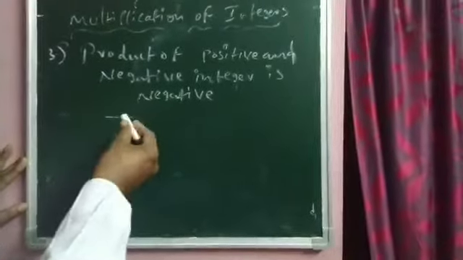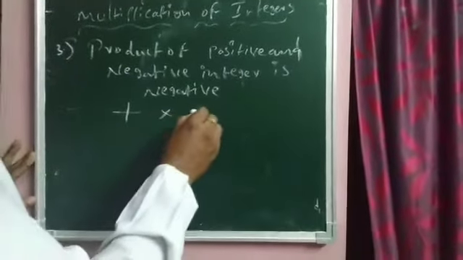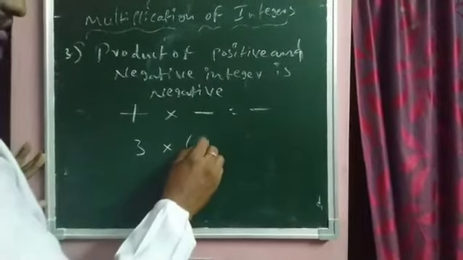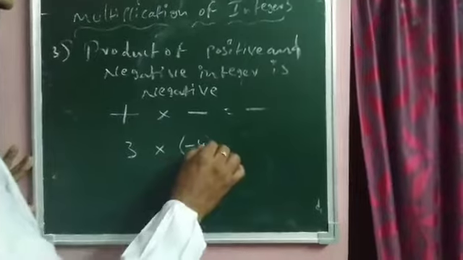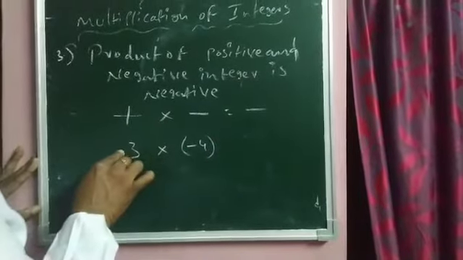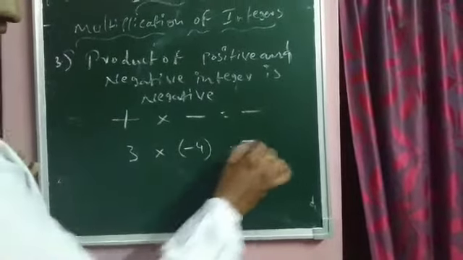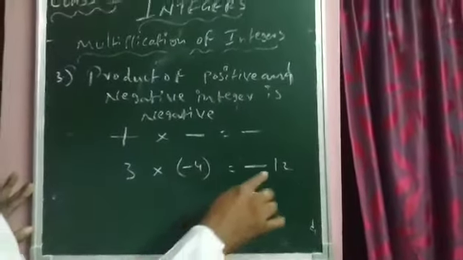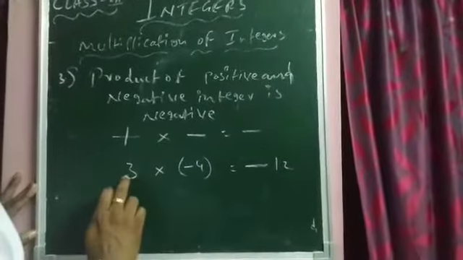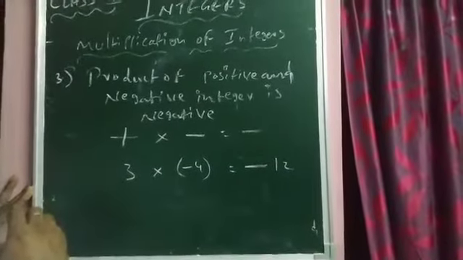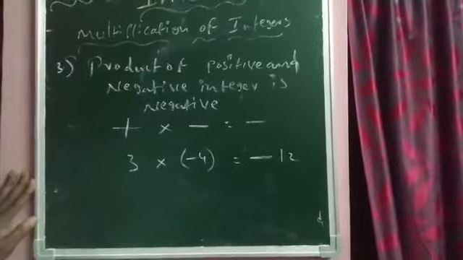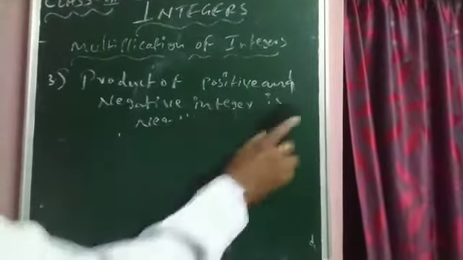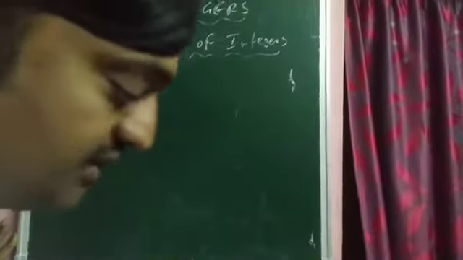Positive into negative is equal to negative. 3 into bracket of minus 4. 3 is positive, into negative is equal to negative. 4 3s are 12. Therefore, this answer is negative 12. Positive into negative is always a negative value, or negative into positive is also a negative value. Next, some more points are there. You will observe it one more time.